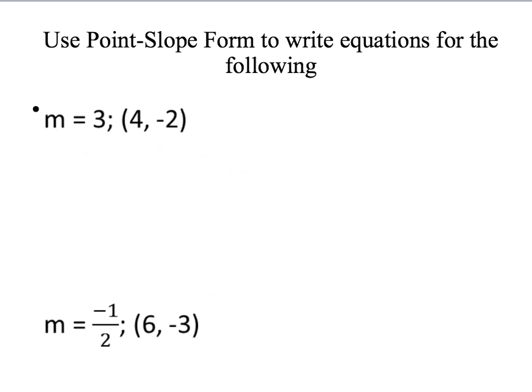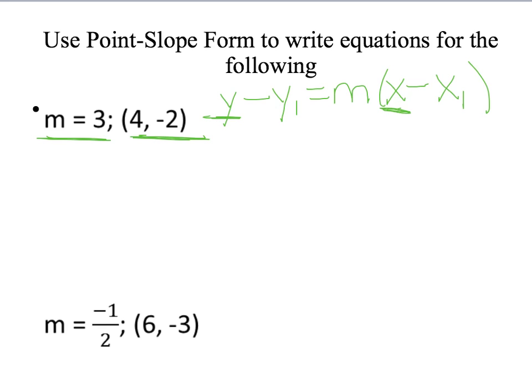If I give you slope and a point, you can use point slope form. Y minus y1 equals m times x minus x1. The x and the y are going to stay x and y. This ordered pair is x1, y1, and then of course my slope is m. So y minus -2 equals 3 times x minus 4.